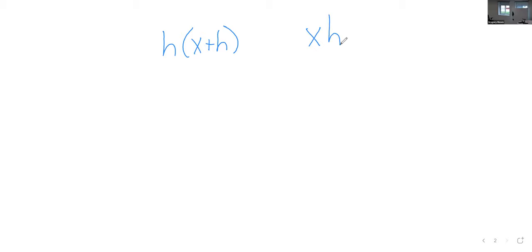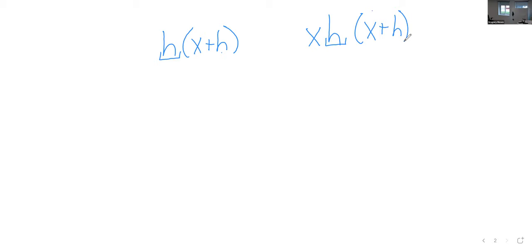So what do we have in common? Well, we have these H's in common, so that's fine. What do we need for this and this to be the same? Well, we have an X plus H on the left. So if this and this are going to be the same, we're going to need an X plus H on the right as well.